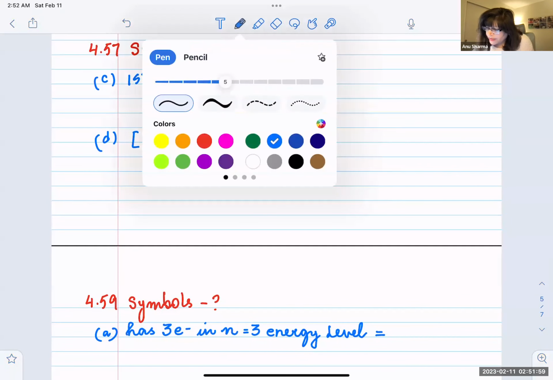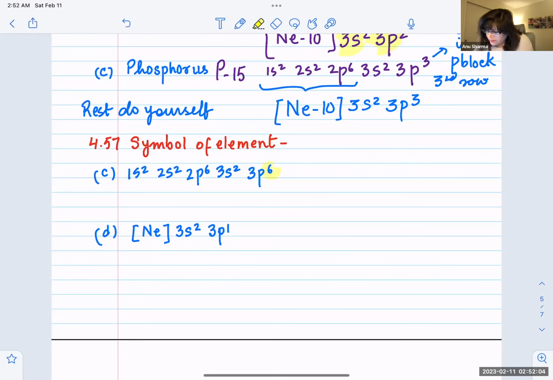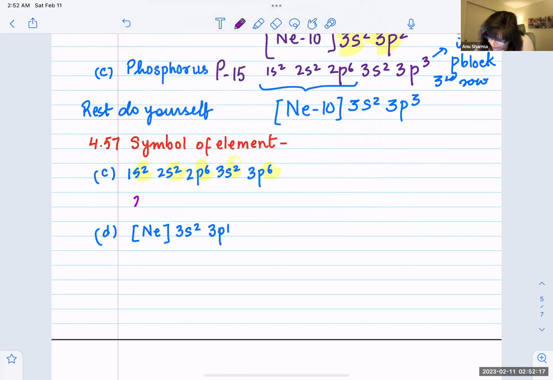So the best way to do it is here: if you count 6 plus 2, 8, 6 plus 2 plus 2, 4, so 14. So let me write this down here. This is 2 electrons plus 2 electrons plus 6 plus 2 plus 6. Okay, so 10 plus 8. So this is all 18 electrons.